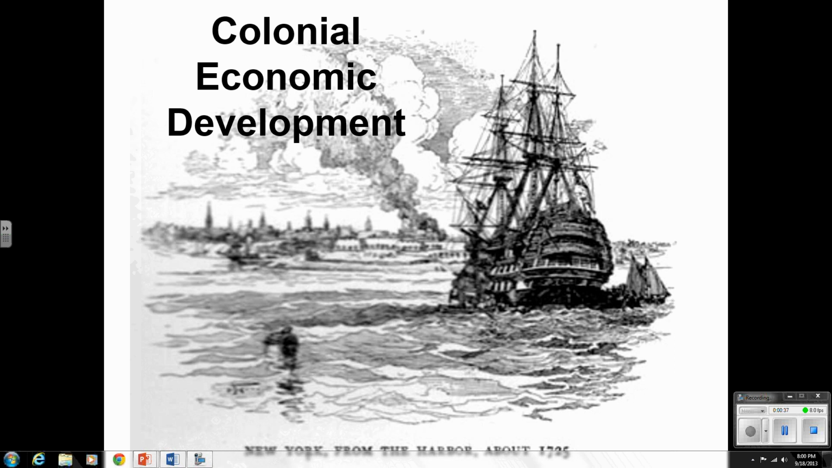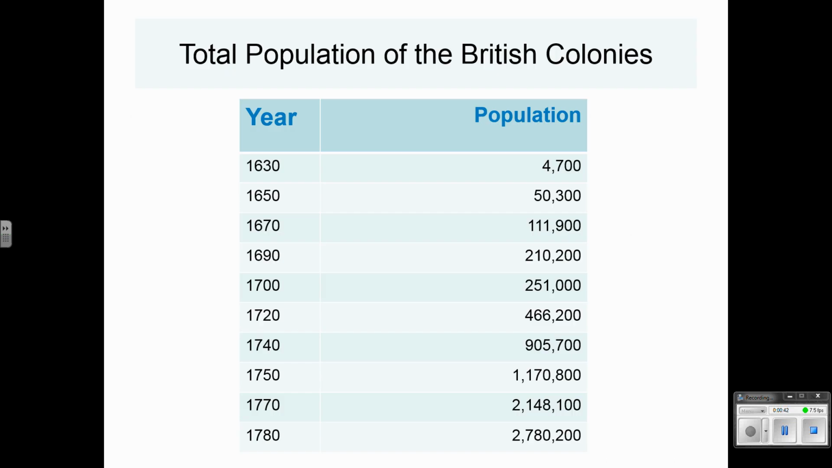Maybe the best way to look at the dramatic changes is by looking at population numbers. In 1630, which was already more than 2 decades after the founding of Jamestown, and this was the date when Massachusetts Bay Colony was founded, there were still only 4,700 people in Virginia and New England combined. By the end of the 17th century, it was about 250,000. But in the 18th century, the growth was very rapid.